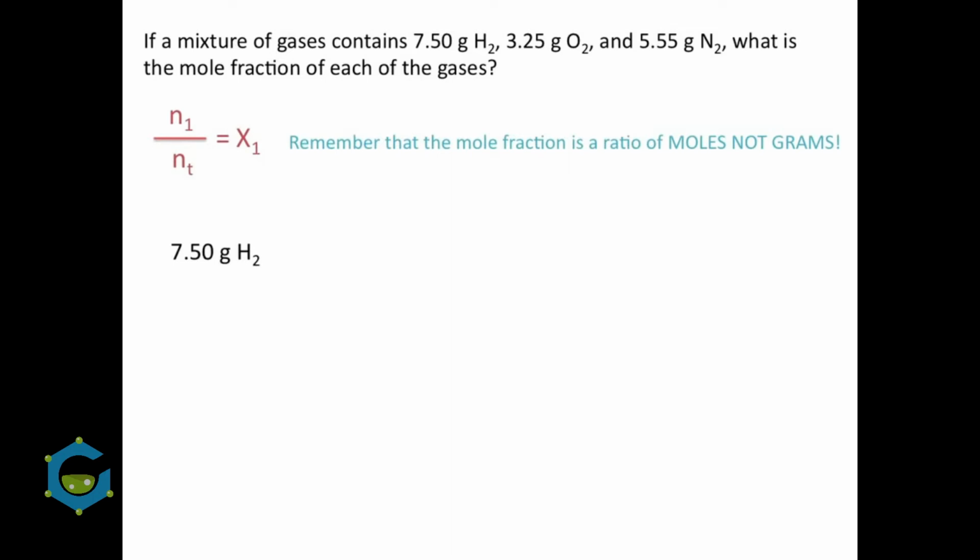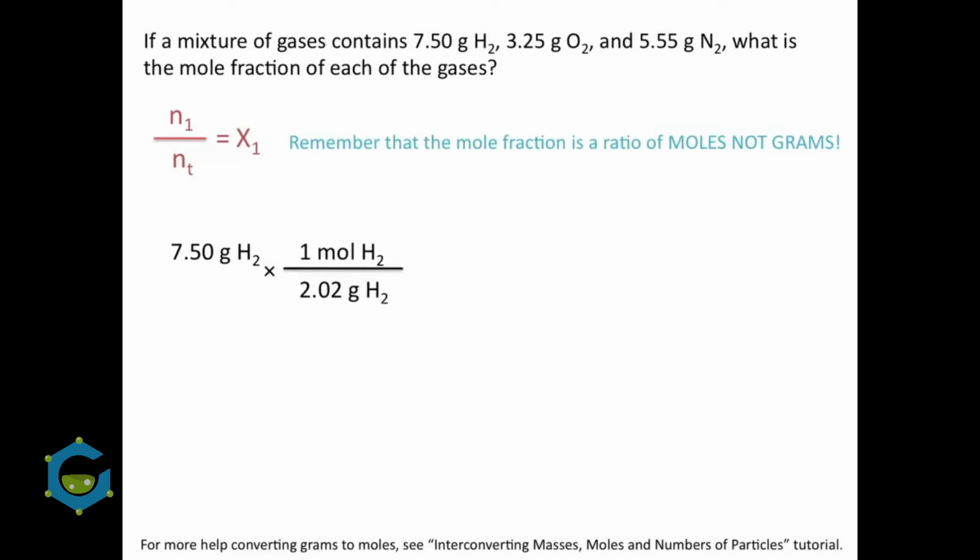So in order to calculate the mole fraction of each of these gases in our mixture, we first need to convert the grams of each gas into moles of that gas. And we can go from grams to moles using the molar mass. This tells us that 7.5 grams of H2 is equal to 3.71 moles of H2.